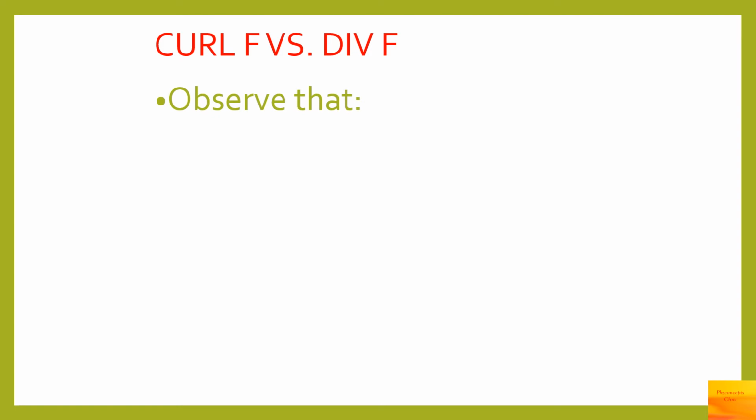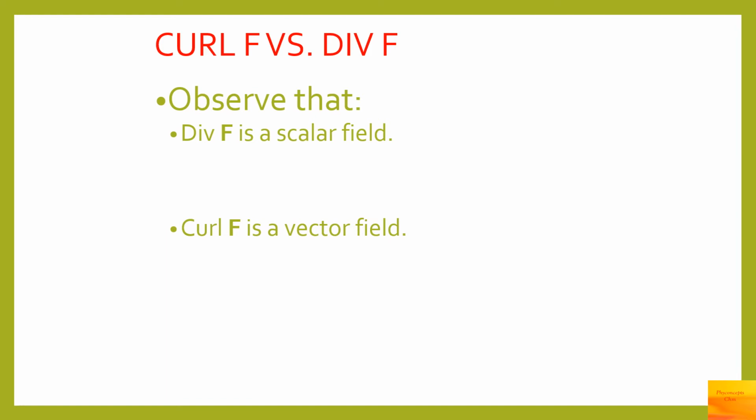Curl f versus divergence f. Divergence f is a scalar field; this operation gives a scalar field. And the curl f, this operation gives a vector field.